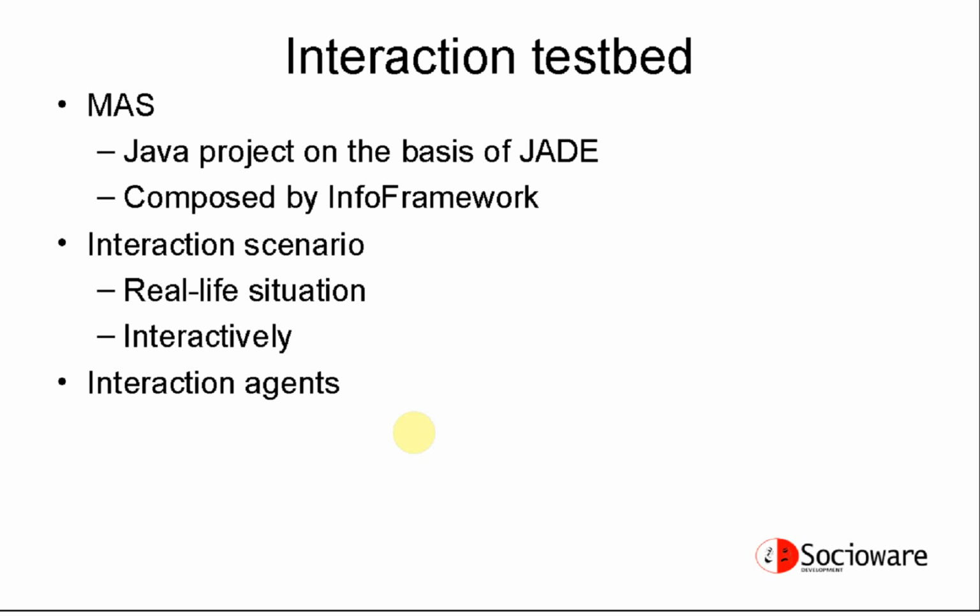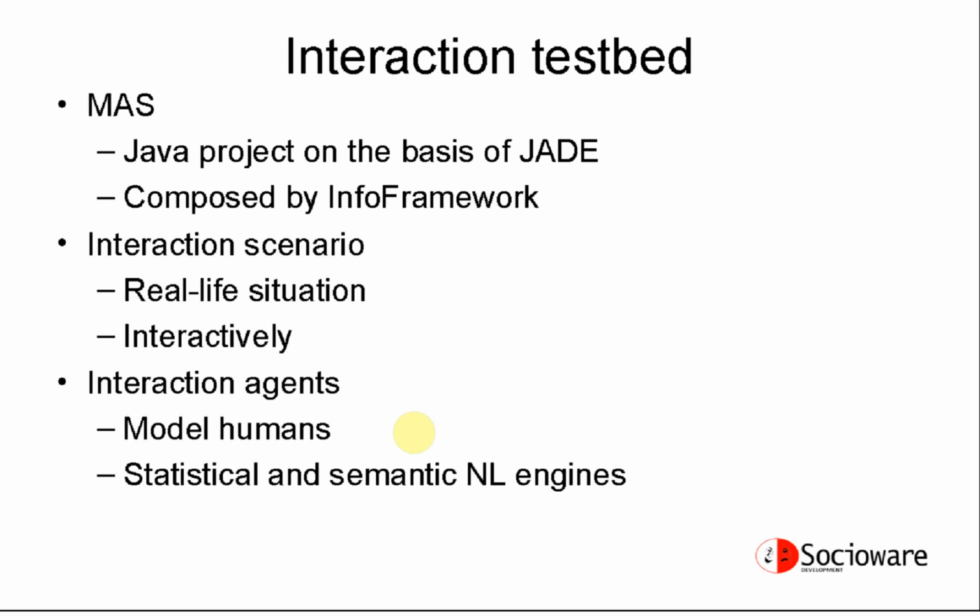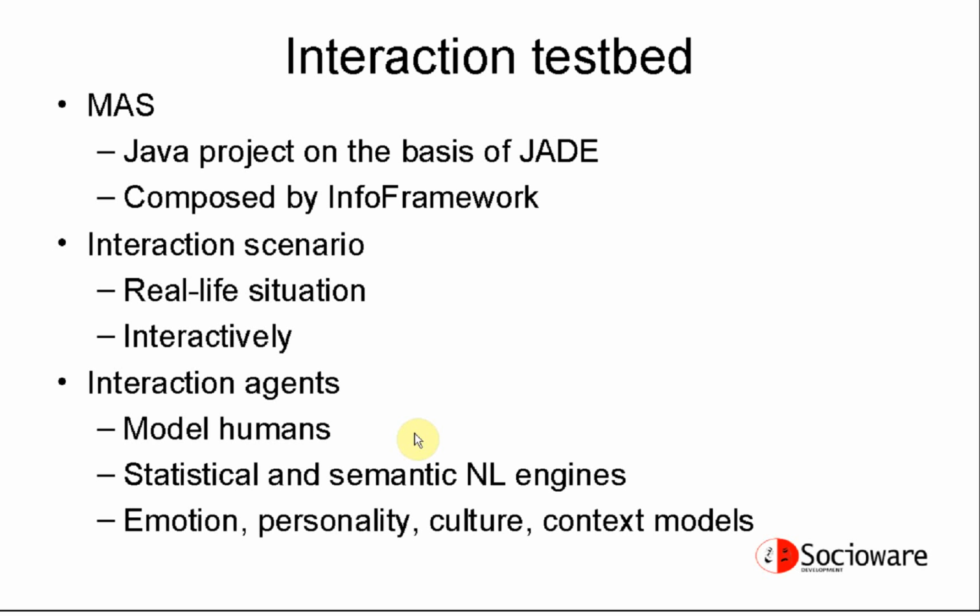Our interaction agents are embodied conversational agents that maintain both semantic and statistical engines to analyze natural language utterances. Our interaction agents maintain four models borrowed from the humanities: an emotion model, a personality model, a culture model, and a context model. The agents exchange messages specified by a particular interaction scenario.